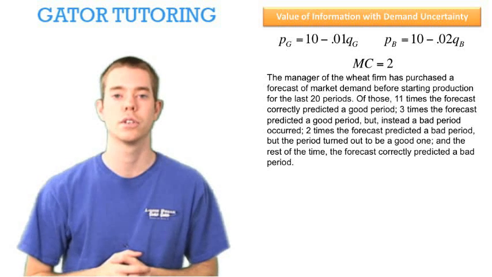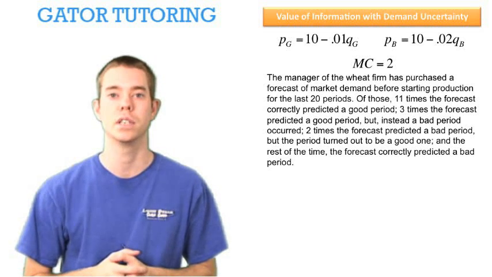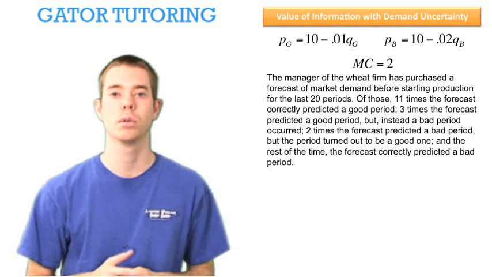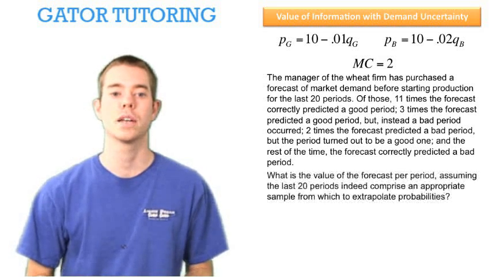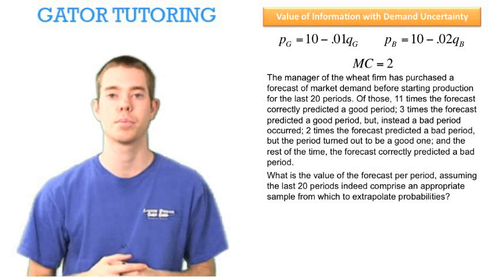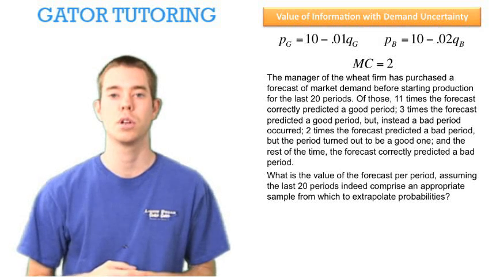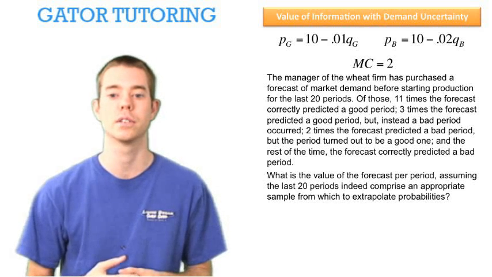Then it goes on to tell us some information about a forecast we received for the last 20 periods, and we'll deal with this information in a second. First, let's take a look at the question. The question is asking, what is the value of the forecast per period, assuming that the last 20 periods indeed comprise an appropriate sample from which to extrapolate probabilities?